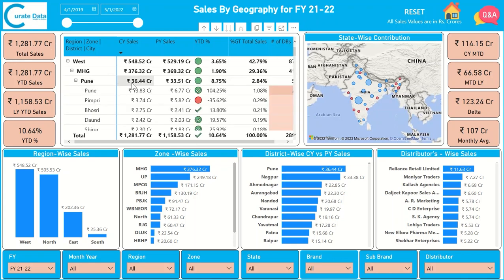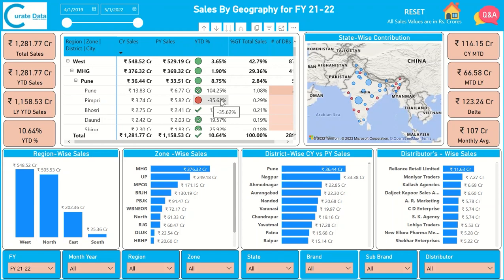You can see under Pune district, which is contributing 36.44 CR for this year versus 33.51 CR previous year. Pune as a city is contributing 13.83 CR, which is 104% growth versus last year. So out of this, overall Pune is growing by 8.75%. Degrowth is coming from Pimpri. So Pimpri is degrowing by 35.62%.